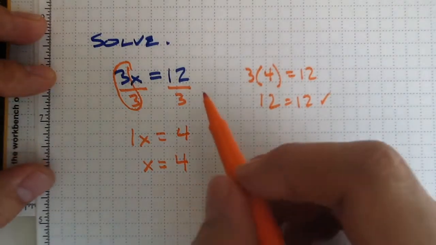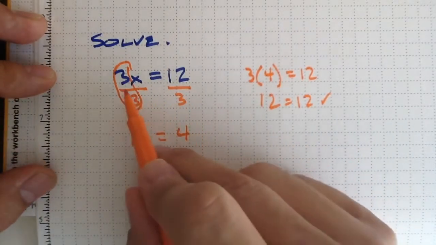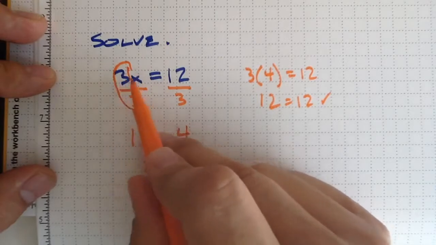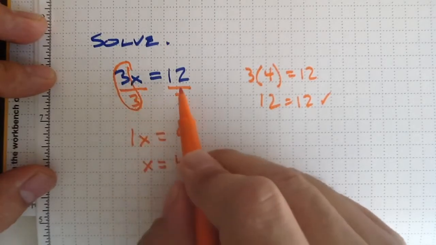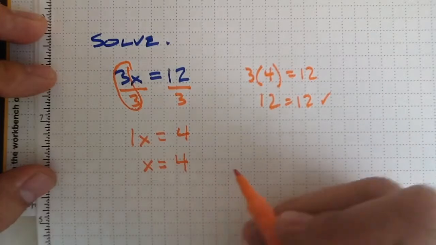Now, another discussion. Notice how I showed my work. I divided the left side by 3 to make the multiply by 3 cancel out. What I did to one side, I did to the other, and I showed all my work.